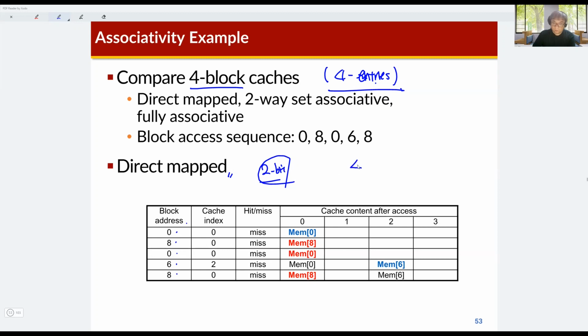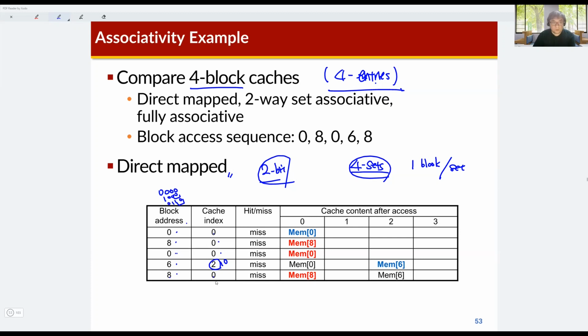So in total there are 4 sets, actually 1 block per set. For block address 0, the cache index is 0 because it's 0000. For 8, it's 1000, so the cache index is 000. For 6, what is 6? 6 is 0110, so the cache index is 10. It's a 2.